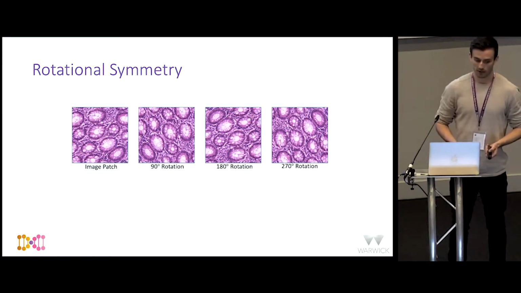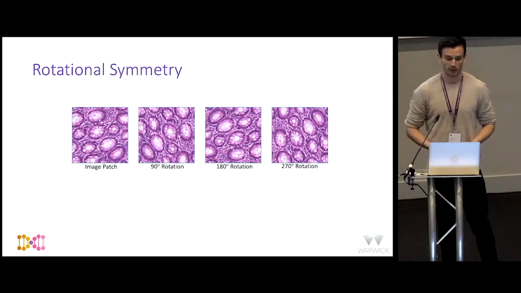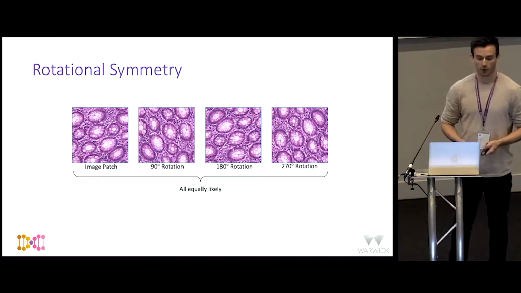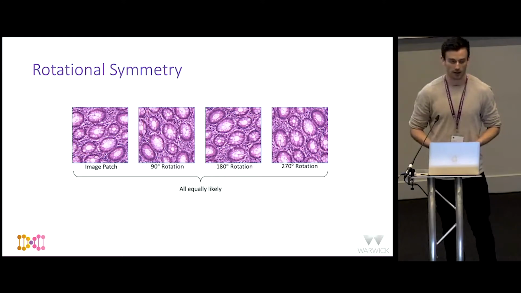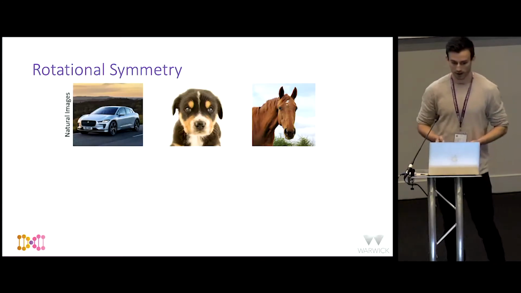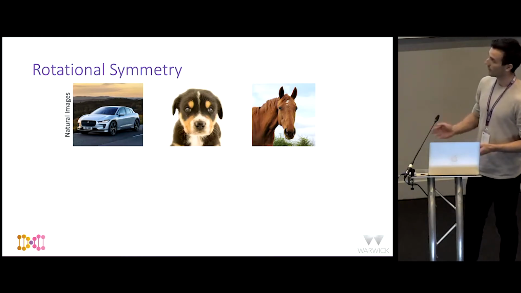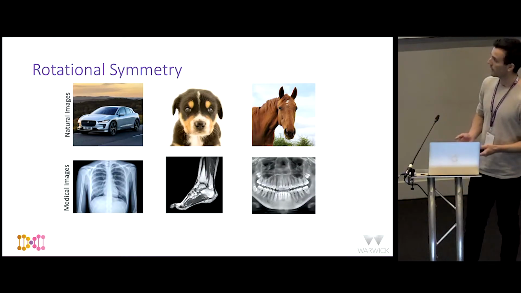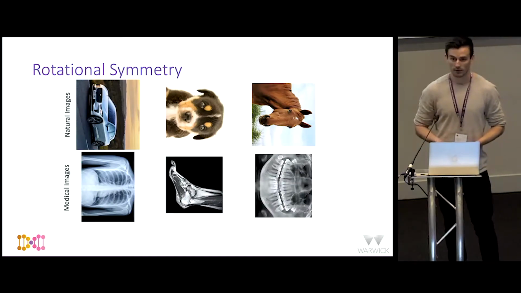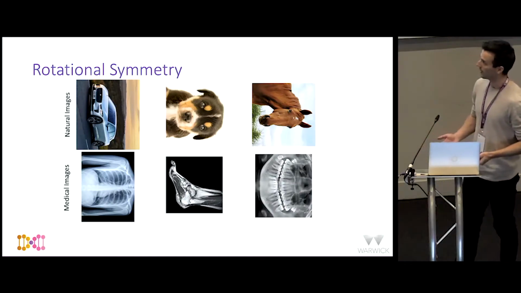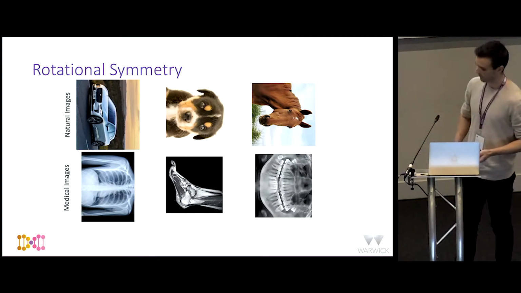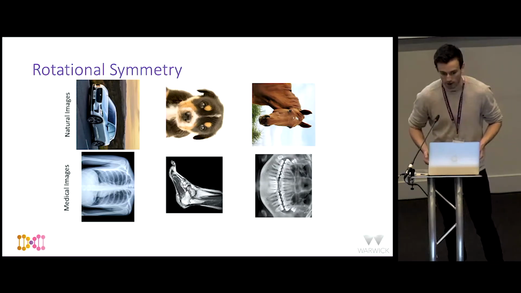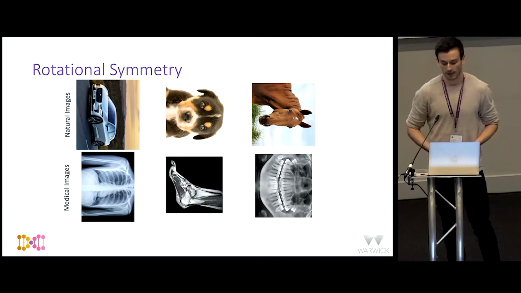Further to this, if we look at all the different orientations of these image patches, the important thing about histology is the fact that all of these different image patches at the various orientations are equally as likely to appear. So this is different to natural images and even other medical images, where if we rotate those images, we still might be able to recognize what they are, but they are not likely at all to be appearing in this orientation. So the question is, how do we build in this prior knowledge of rotational symmetry inherent within histology images into our current models?